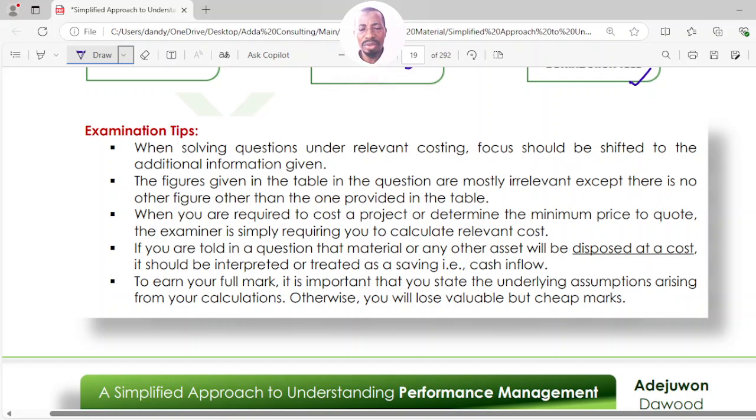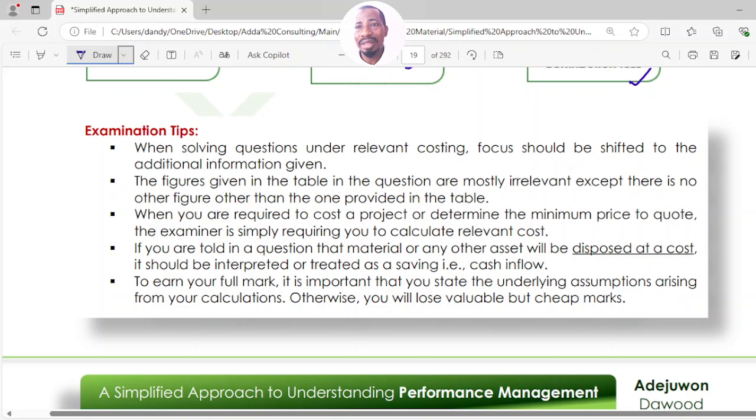And the last point I need to mention of your exam tip is that for you to be able to earn your full mark, whenever you have a question under relevant costing, you must state your assumptions. You must state all the underlying assumptions from your calculation, because you must let the examiner understand your position, how you arrive at your numbers. Whether you are asked or not, you have to state your assumptions. It is very important. In most cases, the assumptions carry more marks than the calculation. The assumptions will have more weight than the calculation that you have done.